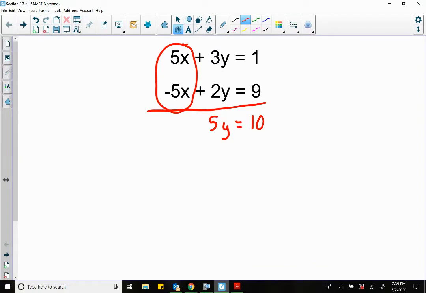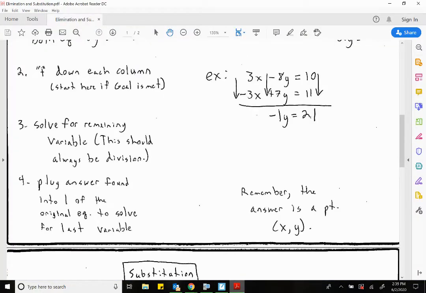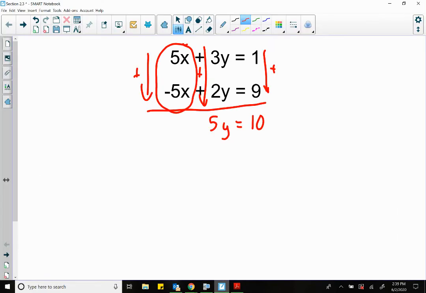Now I just have one variable, and I can solve that. Okay? So step 2 says to add down each column. So we add down, we add down, and we add down. Now, step 3 says, all you're going to do is solve for the remaining variable. This should always be division. So step 3 is always a division step, because how do I get rid of 5 times y? We divide. So divide by 5, divide by 5, and we now know that y is equal to 2.